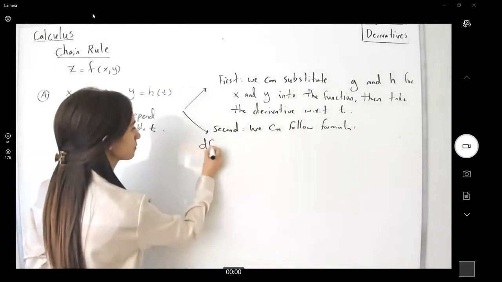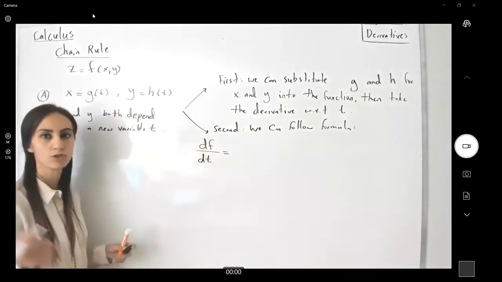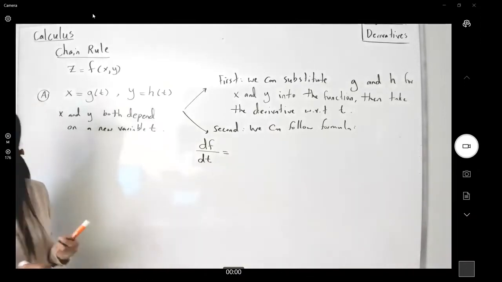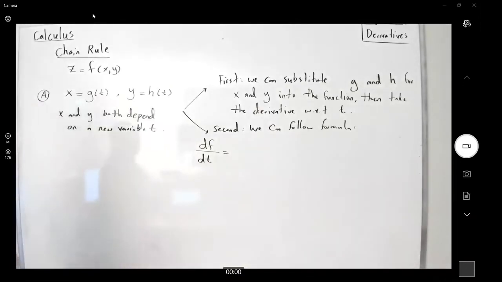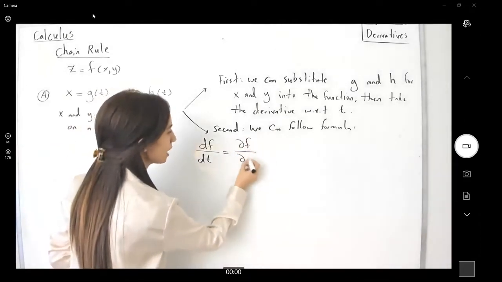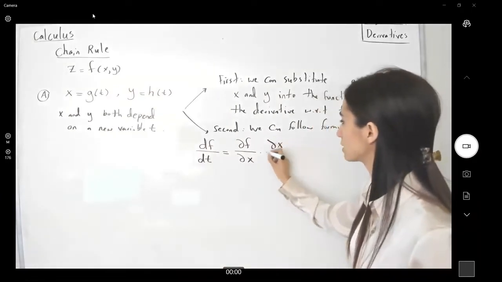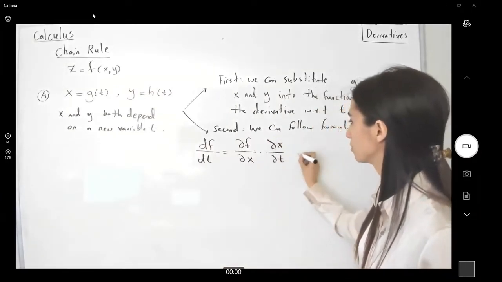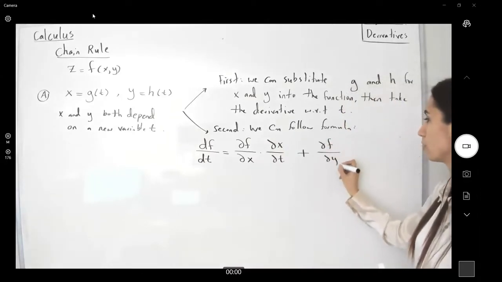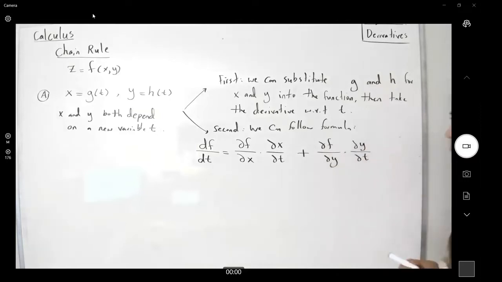df/dt. Here you have just one variable, so you're taking the derivative with respect to t, and it is equal to the partial derivative of f with respect to x times the partial derivative of x with respect to t, plus the partial derivative of f with respect to y times the partial derivative of y with respect to t.